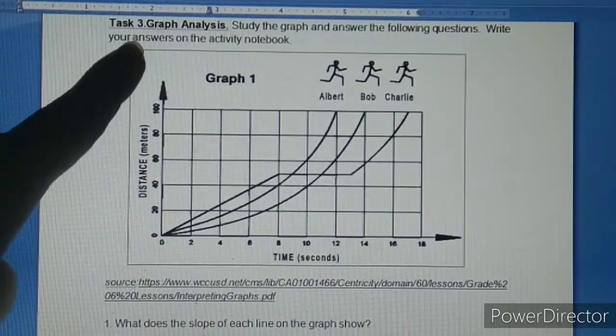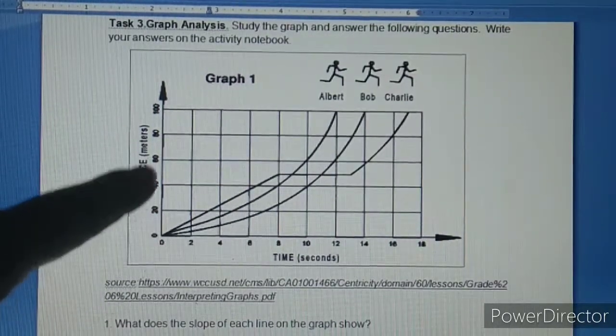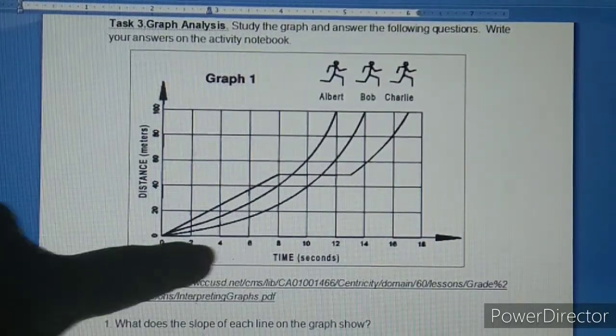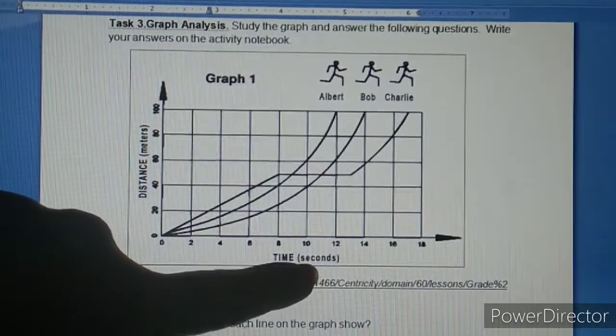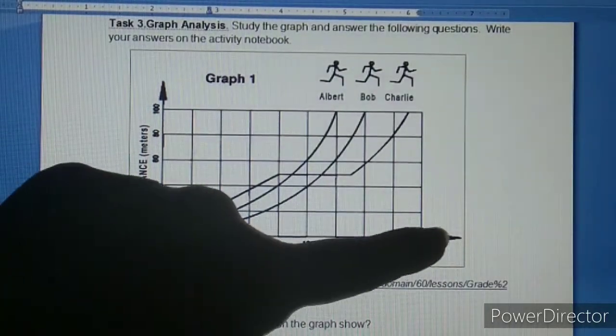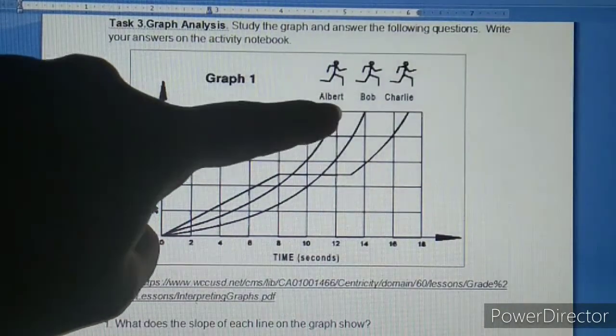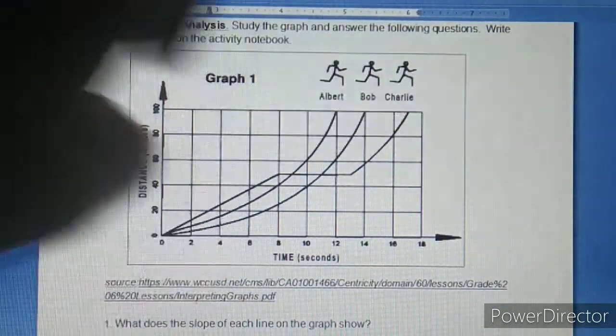So on the left side, we have distance by meters, from 0 up to 100. Below, we have time by seconds, from 0 up to 18. On top, we have Albert, Bob, and Charlie.